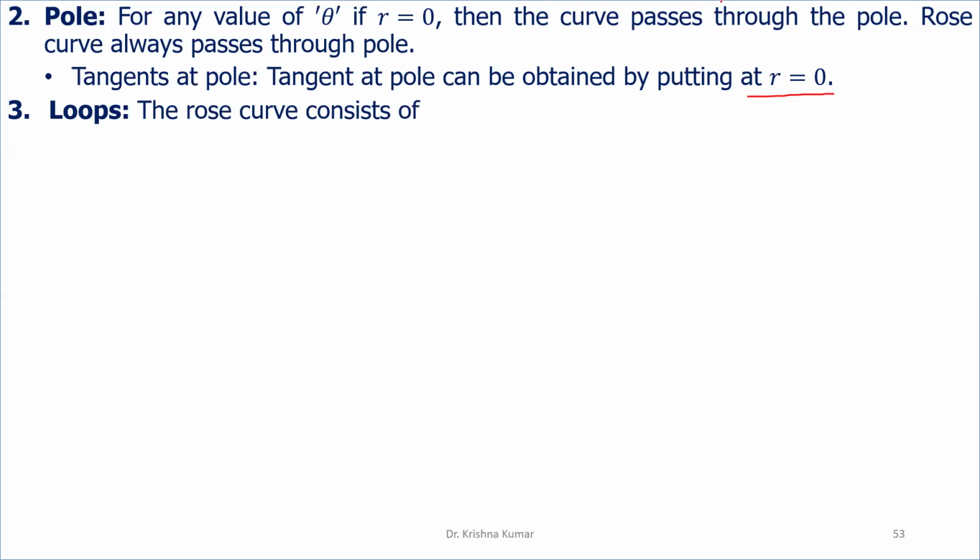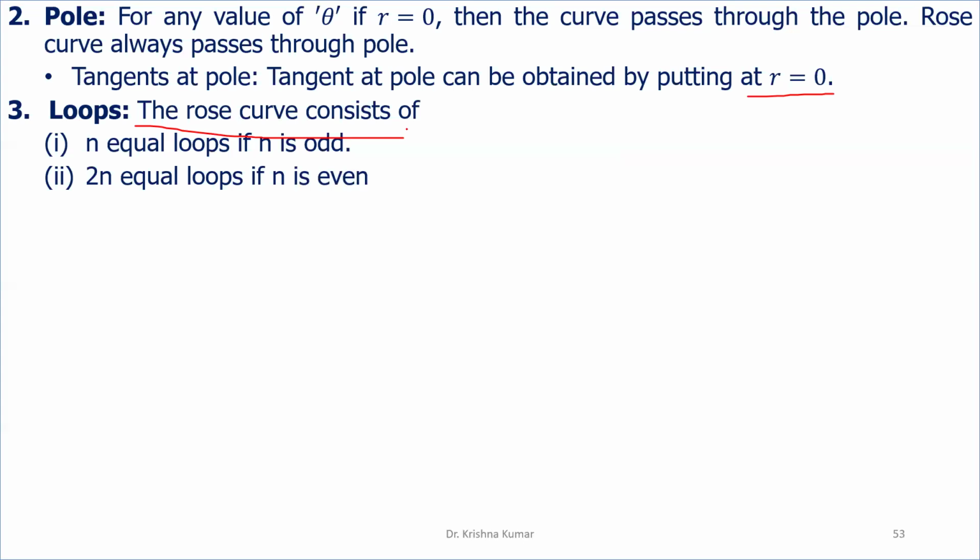Now, the very important point is about the loops. The Rose curve consists of n loops if n is odd and 2n loops if n is even.